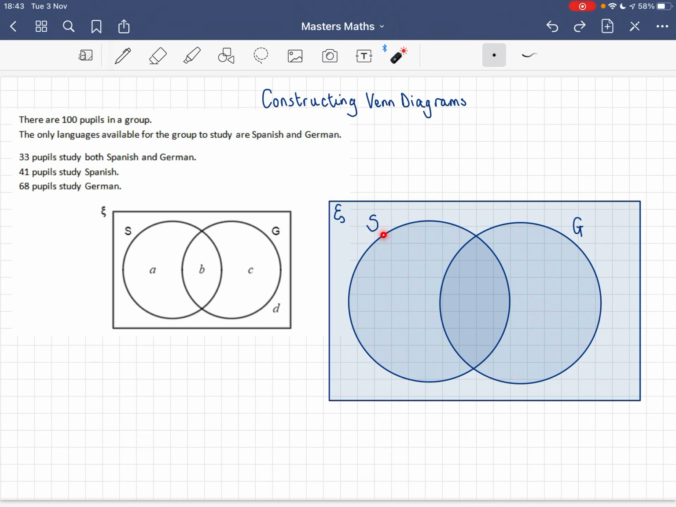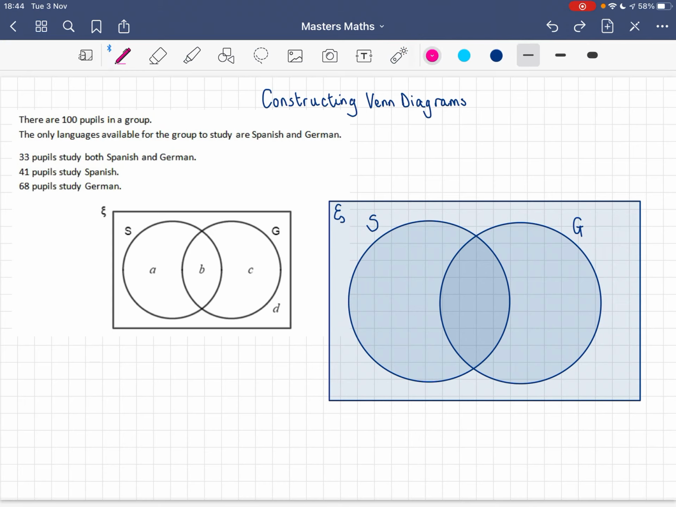Then we obviously have our S for Spanish circle and our G for German circle, and where they overlap would be the students who do Spanish and German. The only languages available for them to study are Spanish and German. 33 study both, 41 study Spanish, and 68 study German.